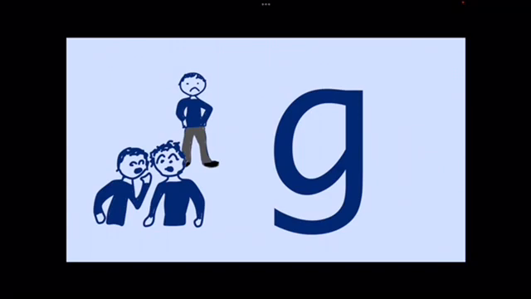And when we're reading, we think about Gaston gossiping about Gus. We look at the letter that comes after G. Is it an A, an O, or a U? Then we know to say G.